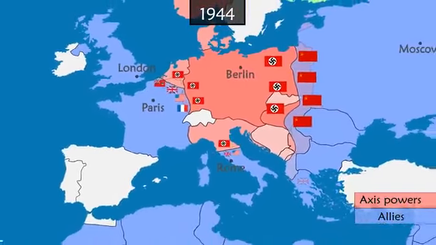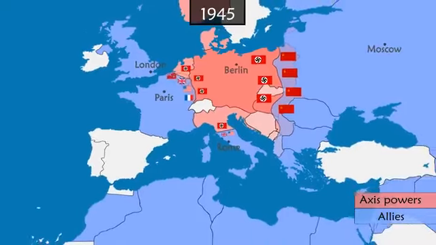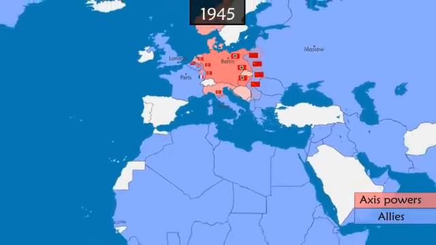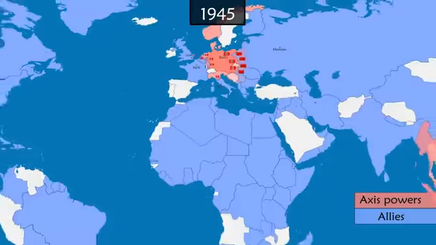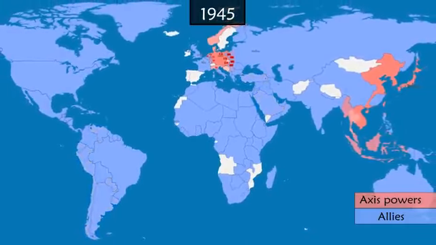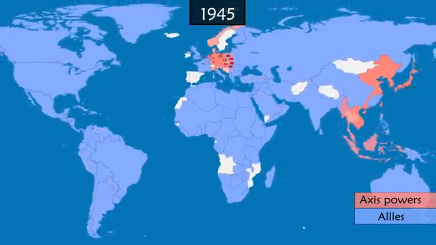With victory in sight, Allied powers announced the creation of the United Nations. Countries that declared war on Germany and Japan would be admitted at its founding conference. This triggers a wave of declarations of war, but without major consequence.